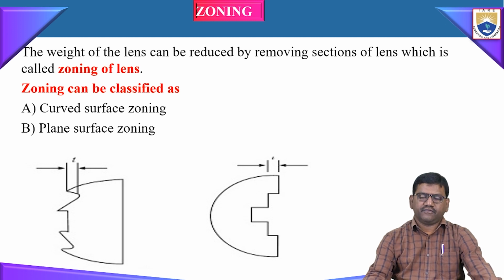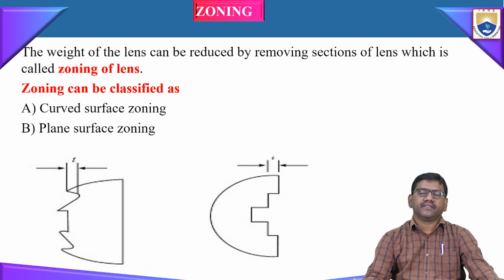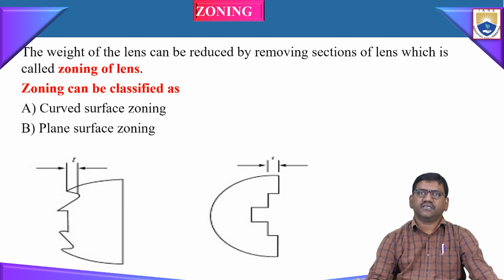Zoning. Sometimes it is difficult for us to carry the lens antenna from one area to another, or for long distance communication. When we are traveling, it is very hard for us to carry the lens. Why? Because the weight of the lens is very high. So in such cases, we are going to zone the lens. That means the weight of the lens is reduced by removing some sections of the lens, which is known as the zoning of the lens.